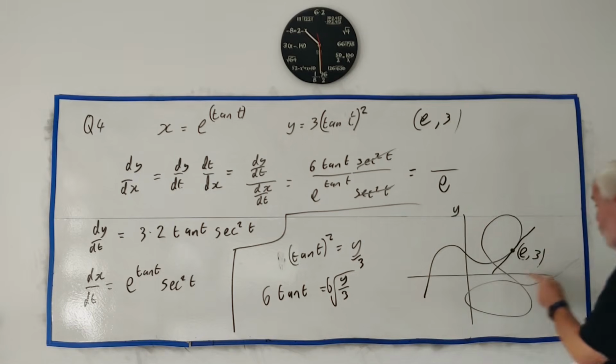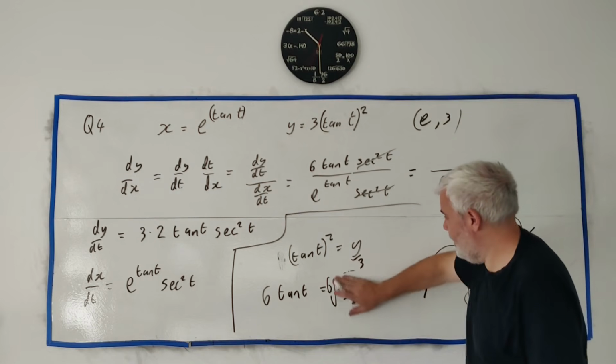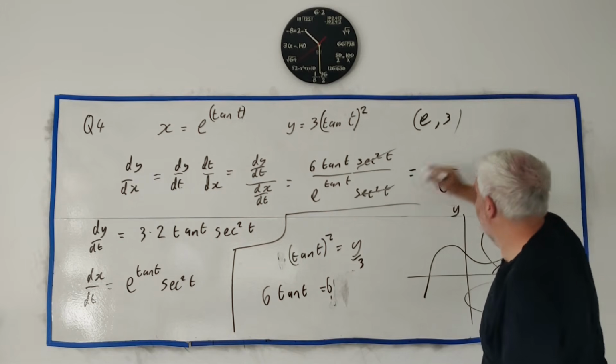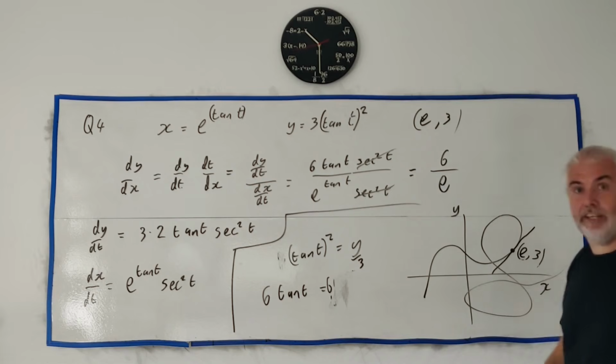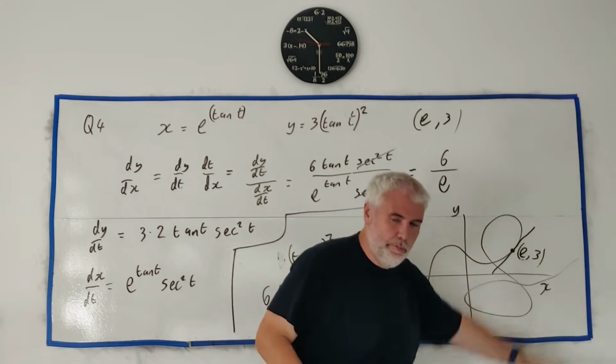Because remember, y is just 3. 3 divided by 3 is 1. Square root of 1, it's gone. This is all just equal to 6. 6 tan t is equal to 6. This answer, this 6 over e, this is our slope. So my drawing does go up at least.